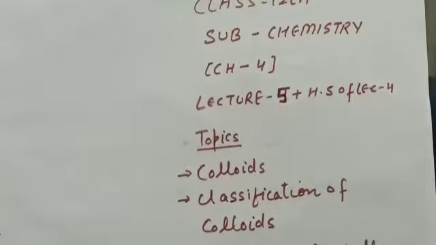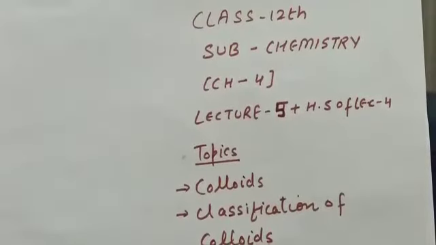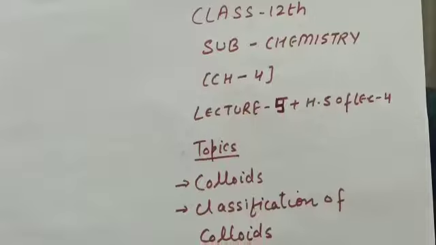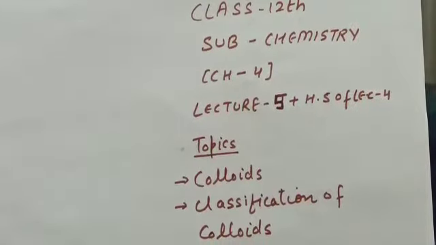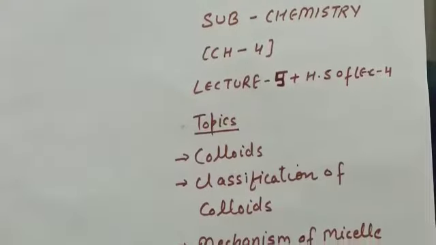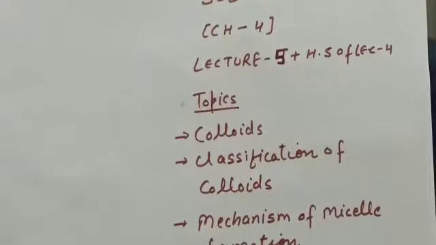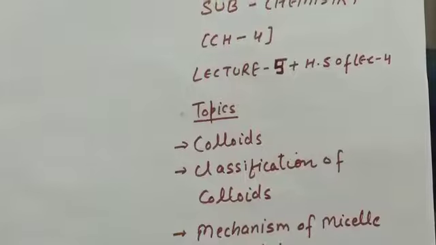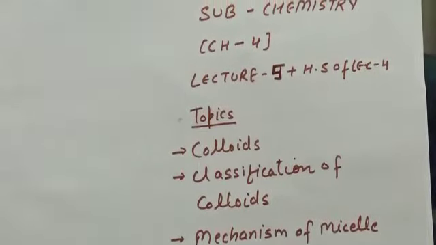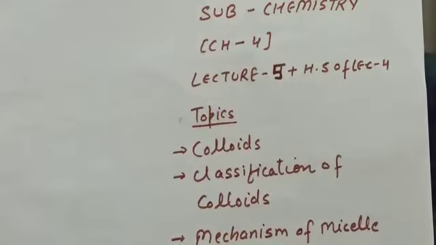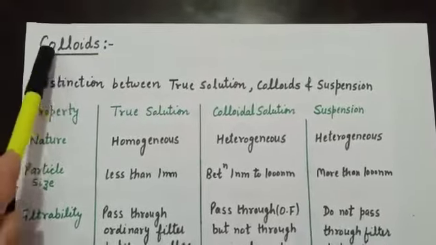Hello everyone, this is class 12 subject chemistry chapter 4 lecture number 5. In this lecture we will be discussing our next topic, that is colloids, classification of colloids, mechanism of micelle formation, and in the end of this lecture I will be discussing the homework that I gave you in lecture number 4. Now next topic is colloids.